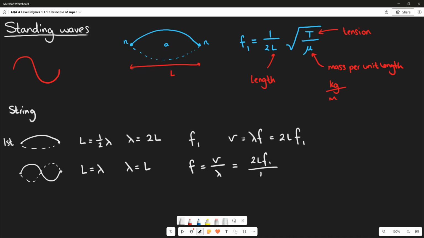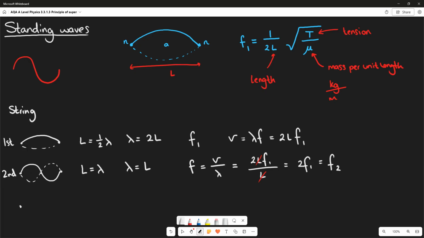So the wavelength is L, and now we're going to cancel. And the frequency of this standing wave here is equal to twice the first harmonic. So this is actually the second harmonic. All right, on to the next one.